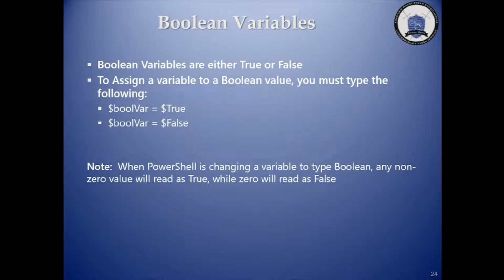Something to note here is that whenever changing a variable type to a Boolean, any non-zero value will read as true, while 0 will read as false. So let's say, for instance, I have the number 3, and I force it to be a Boolean, that will be true.